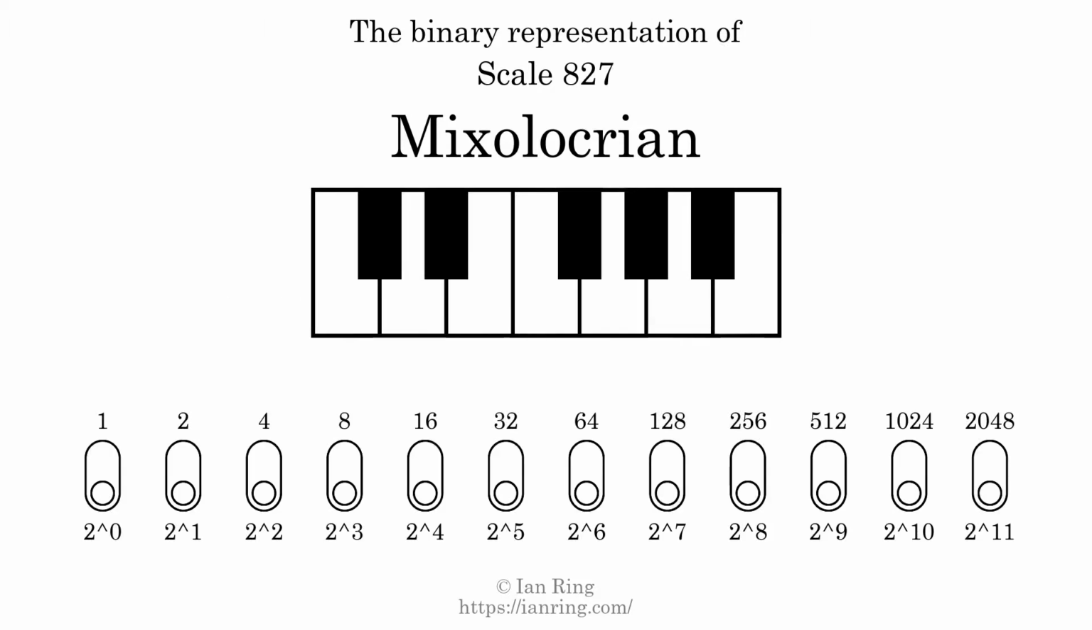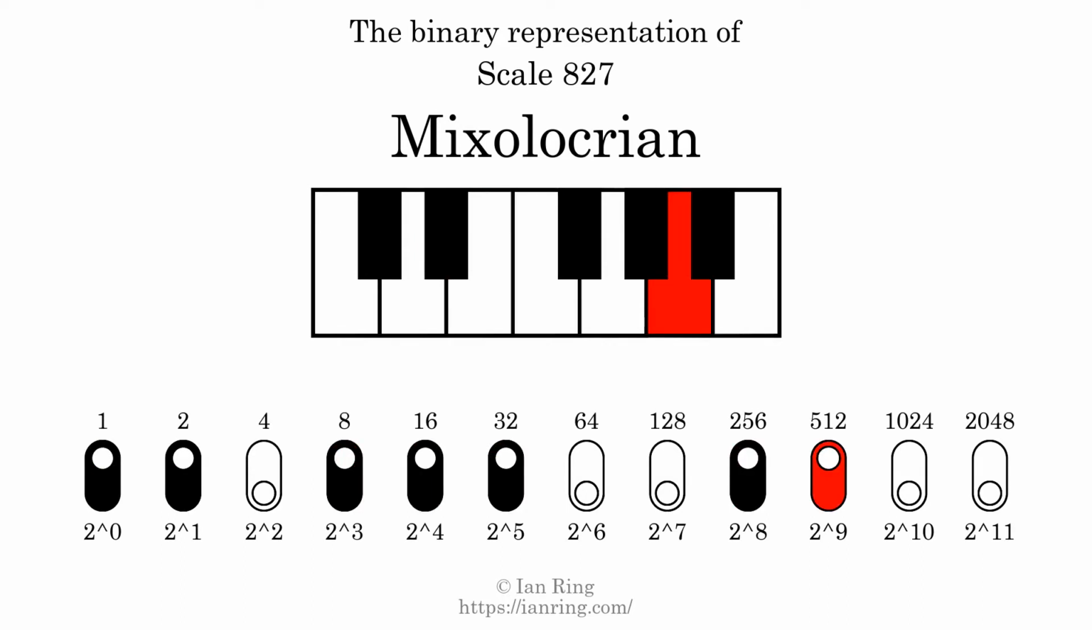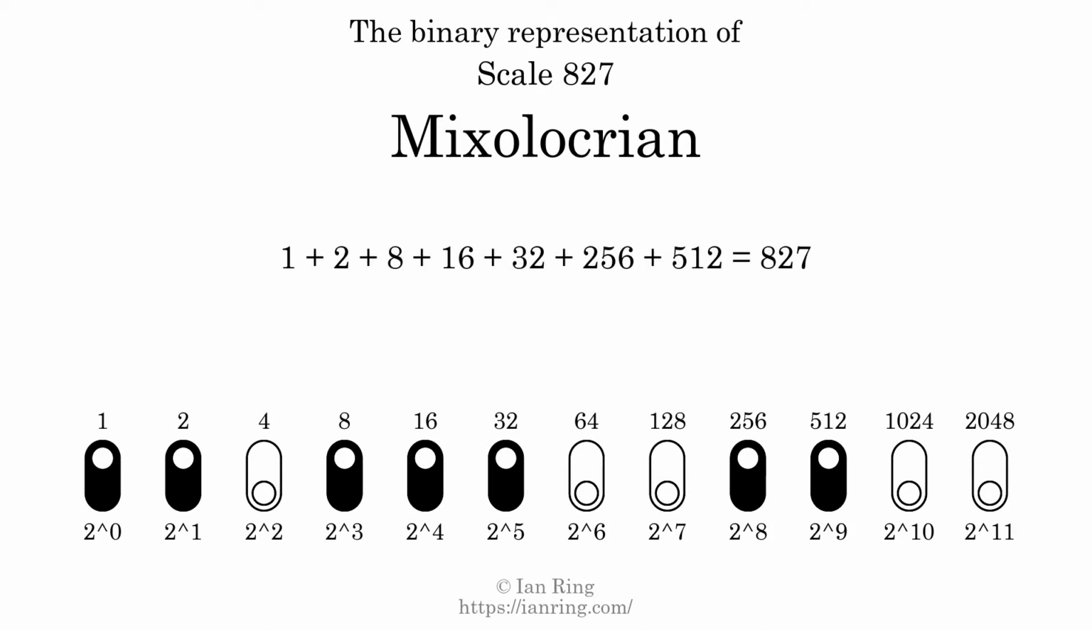The binary representation of this scale is determined by mapping tones of the scale to binary digits. Each binary digit represents a power of 2. To get the scale number, we add the powers of 2 together. The powers of 2 that are present in the scale, all added together, equals 827. That is why the scale number, in decimal, is 827.